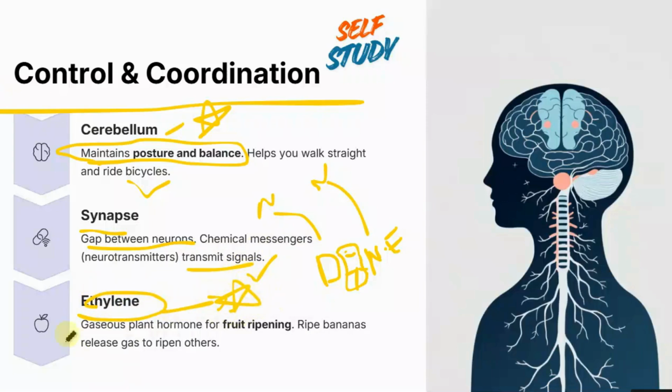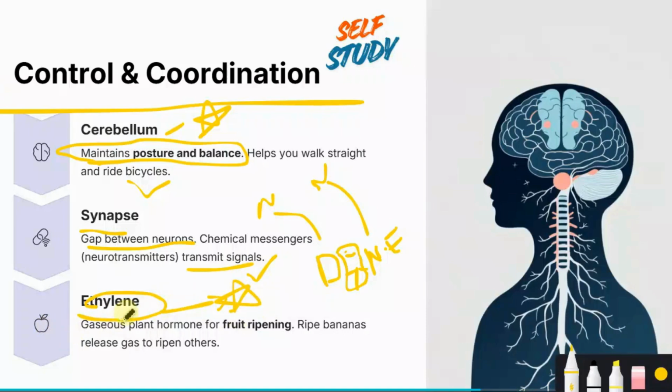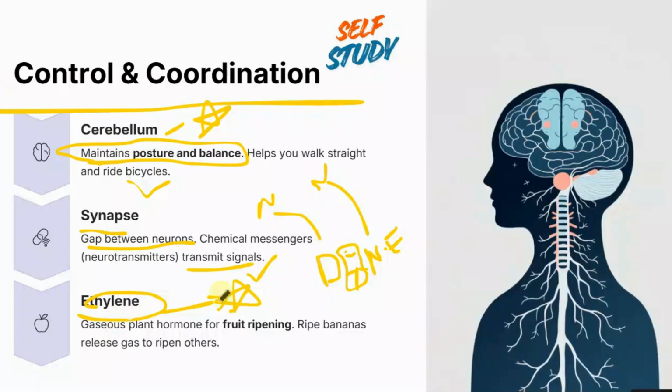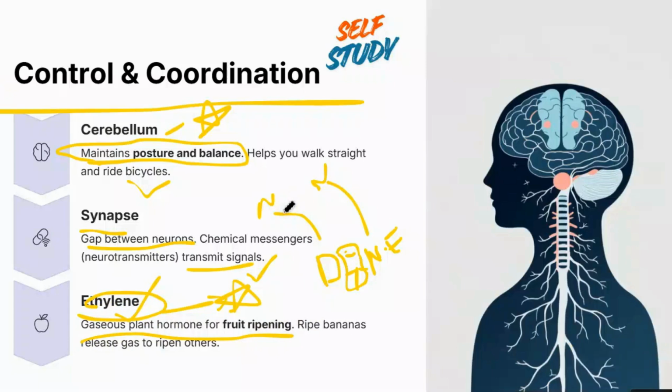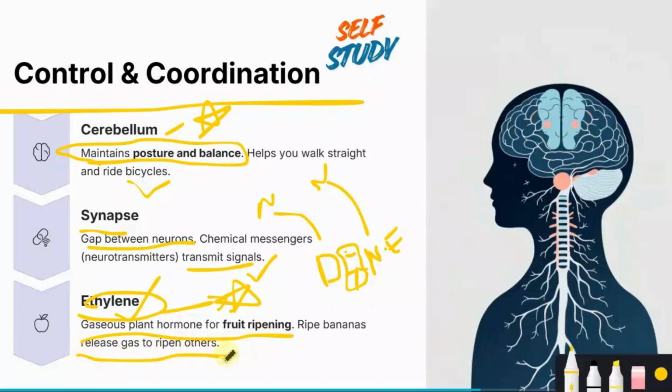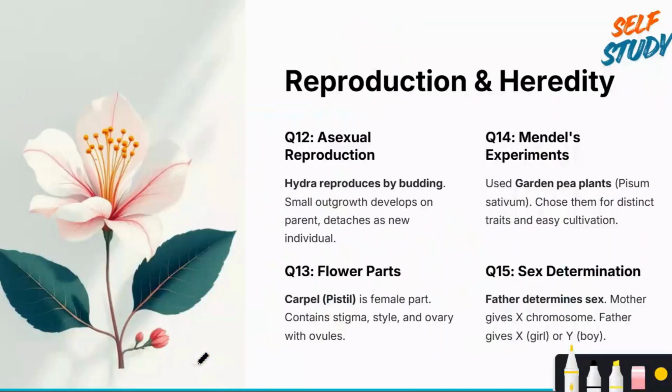Ethylene. Remember, one MCQ is sure to come from this. Ethylene is a gaseous plant hormone that helps in fruit ripening. An example is banana. When we get the bananas and spray some of the chemical, that is called ethylene. It is used for ripening of bananas and releases gas, which helps to ripen others.